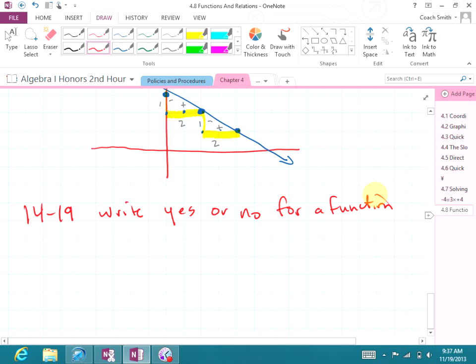Okay, now, everybody look at 20 through 28. On 20 through 28, you only have to do the x equals 2 and the x equals 0 values. You don't have to do that third value.